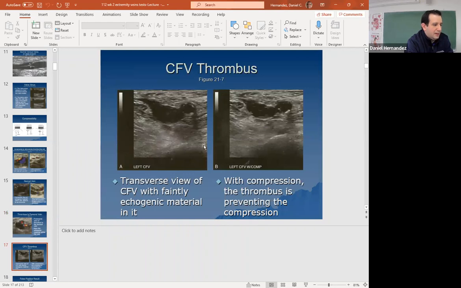This is now showing another vessel. Here's our common femoral, and we can tell that this is the left common femoral. We're in transverse. This is running medial, towards the patient's thigh or towards the groin. Arteries are lateral. So, with and without compression, this vessel is non-compressible. This is an example of an acute thrombus. You can see it appears anechoic to hyperechoic.